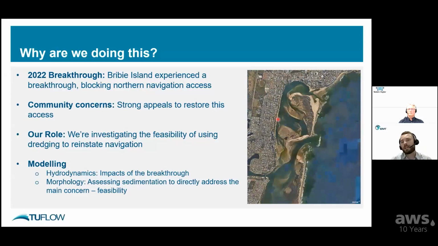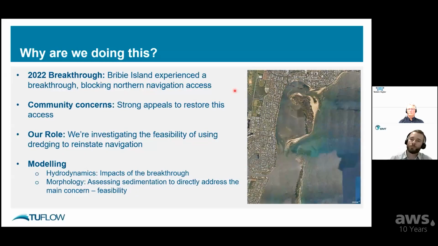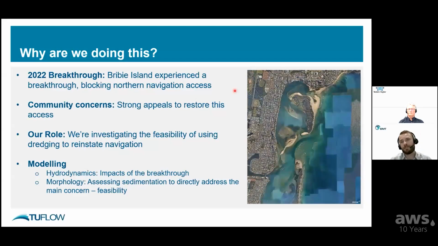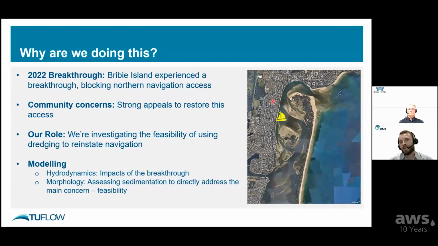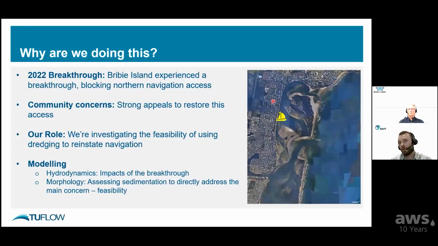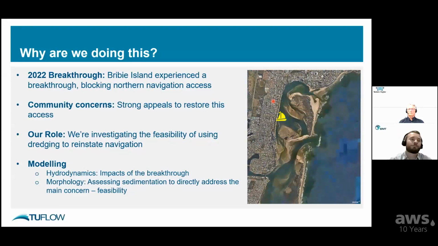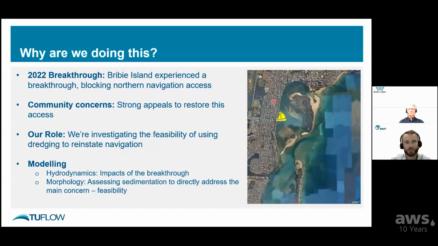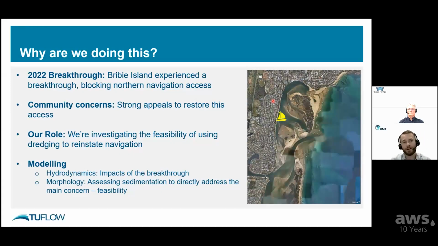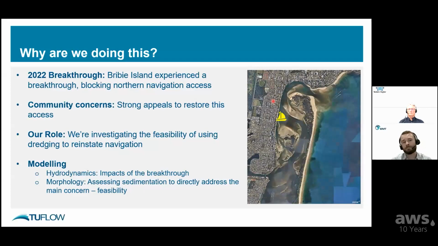And this quickly led to calls from the community to reinstate navigational access. So you can imagine if you had a boat up here, it was now very difficult to get out, and you can no longer also get into this area. So our role was to look at the feasibility of using dredging to reinstate navigation in this area. And we did this using some modelling.